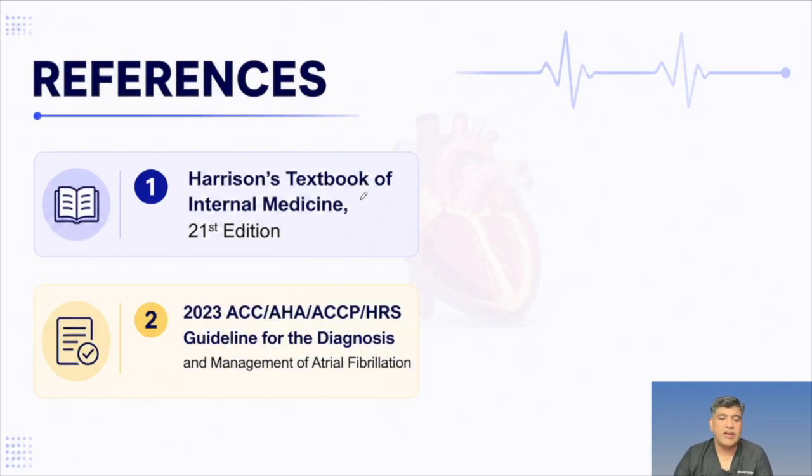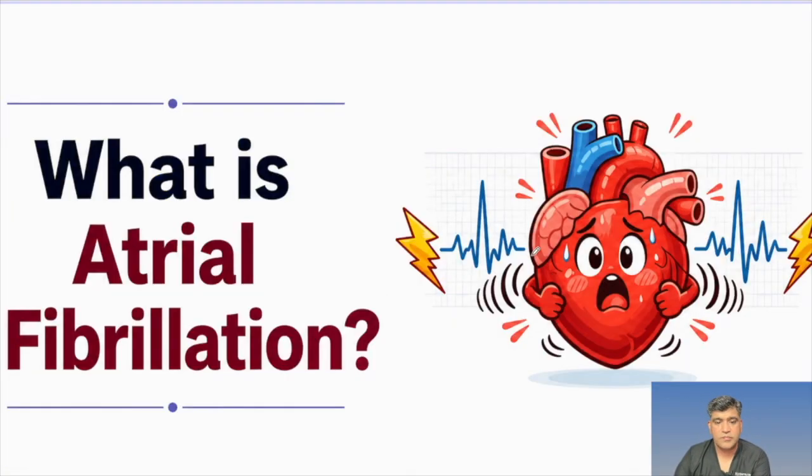References are the standard Harrison Textbook of Internal Medicine, 21st edition, and the 2023 ACC (American College of Cardiology) and AHA (American Heart Association) guideline for diagnosis and management of atrial fibrillation.